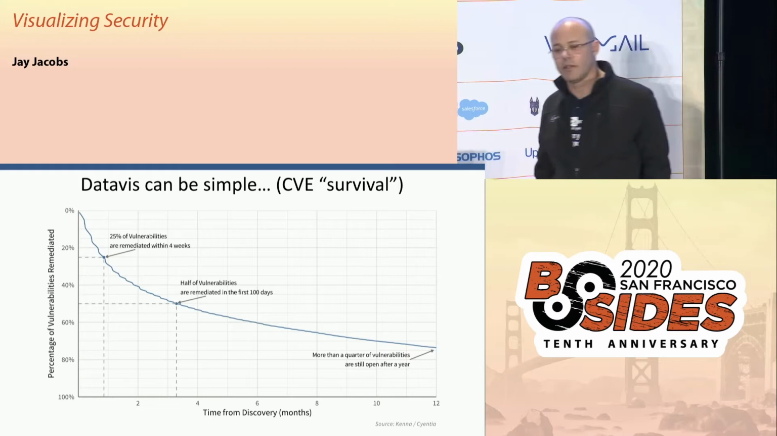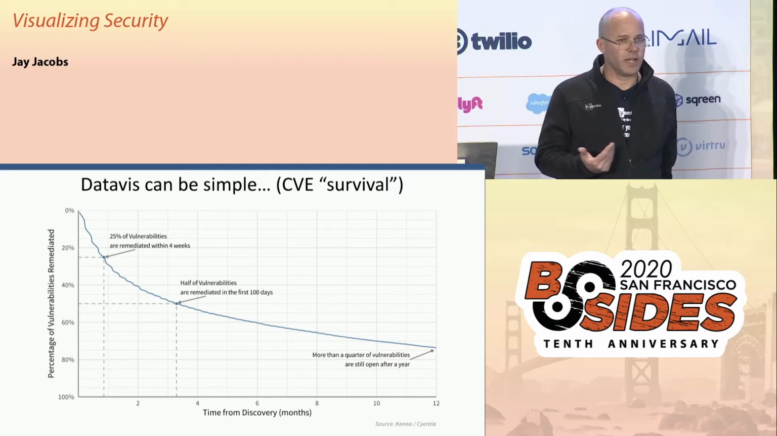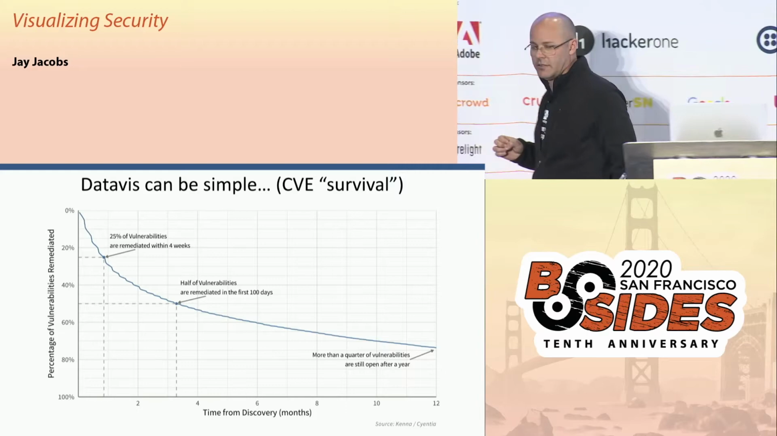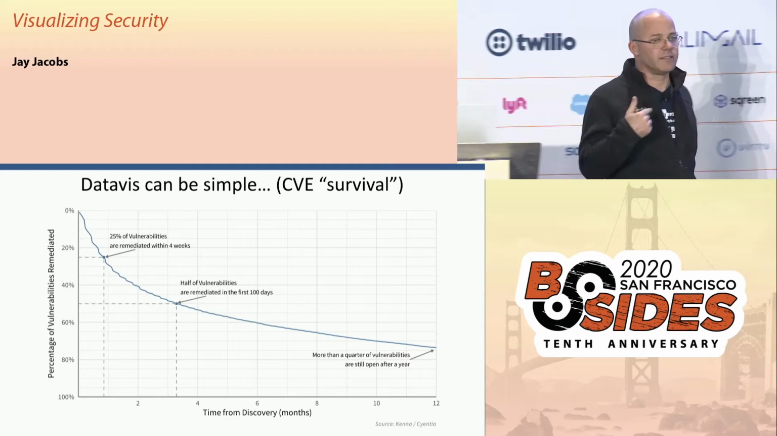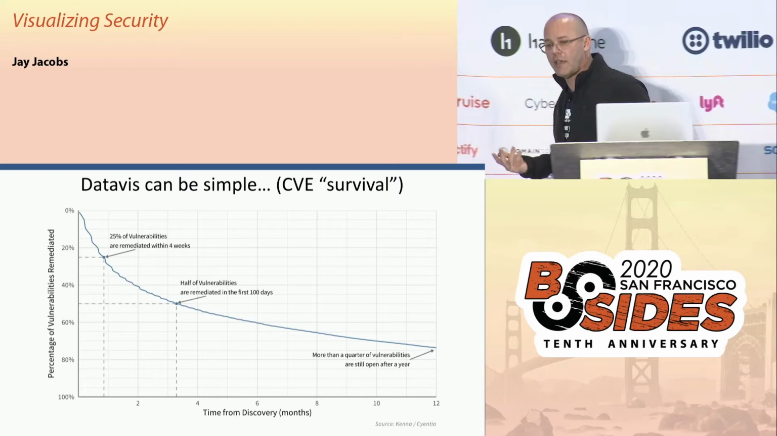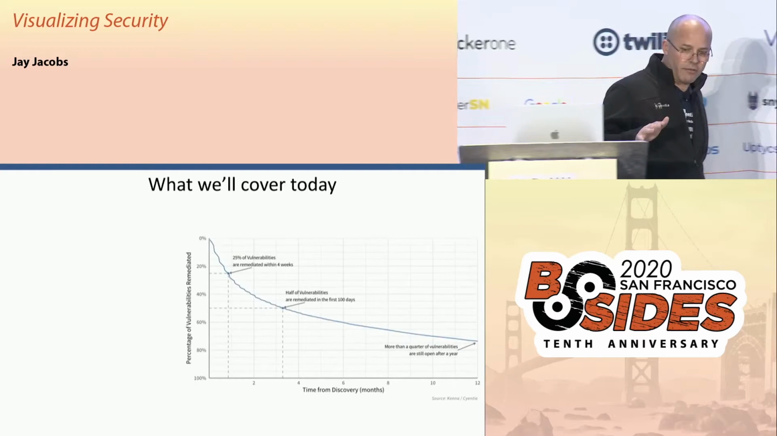But essentially, look at how simple this is. It's a line, right? It has two axes, and I put some annotations on there to try and communicate messages. So you can see in that first one, 25% of vulnerabilities are remediated within 4 weeks. Half of them are remediated in the first 100 days. And then you can start thinking about your SLAs. You get some sort of high SEV vulnerability or non-high SEV, what's your SLA for it? And so using this plot, I want to cover what we're going to talk about today.